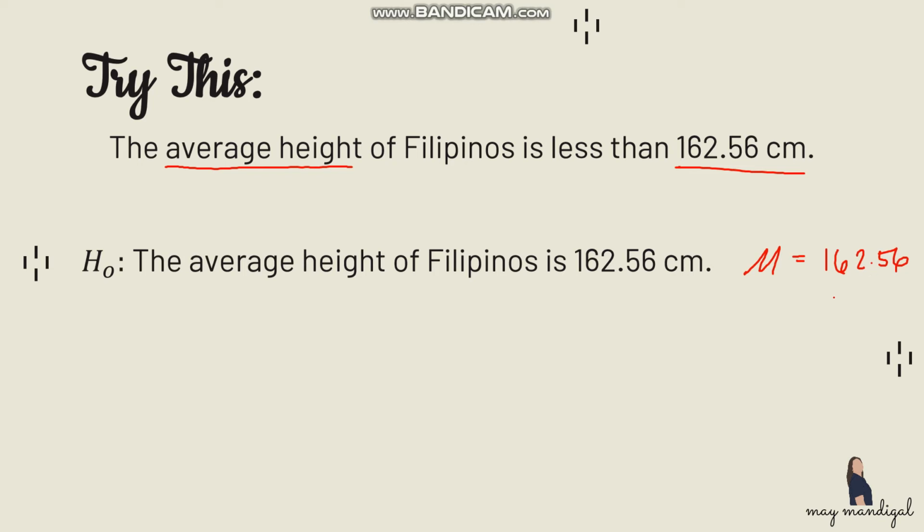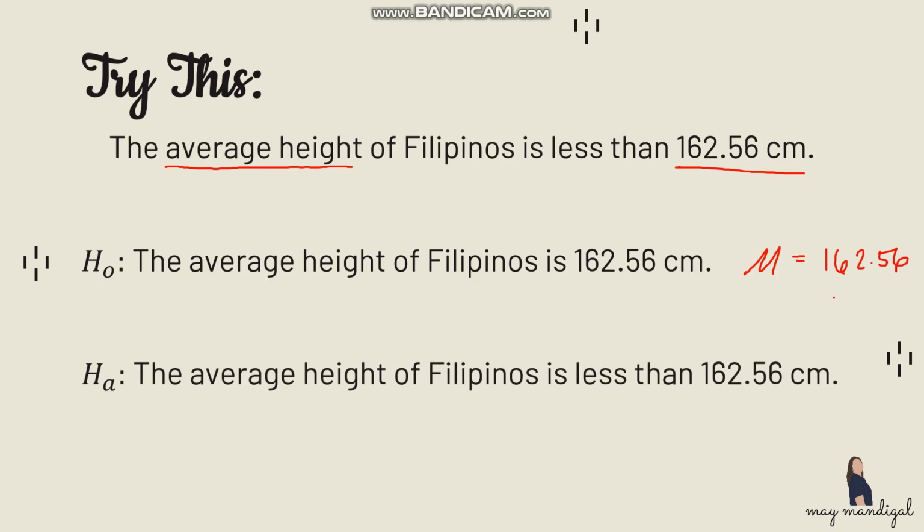Now, for our alternative hypothesis, you just have to, again, contradict this one, but looking at our statement or claim, you can see that there is the phrase less than. So we just have to use that for our alternative hypothesis. It will be: the average height of Filipinos is less than 162.56. If you write this in symbols, it will be less than 162.56. And since we already used the less than symbol, that means this one is already a one-tailed test.